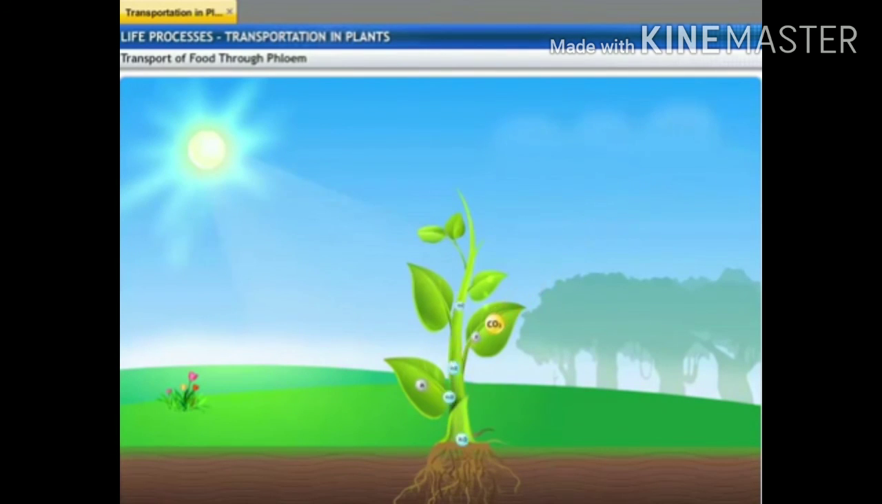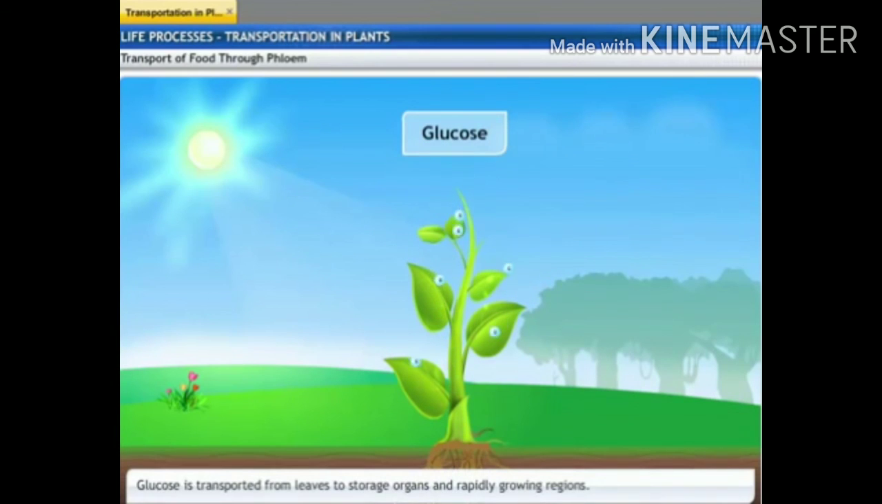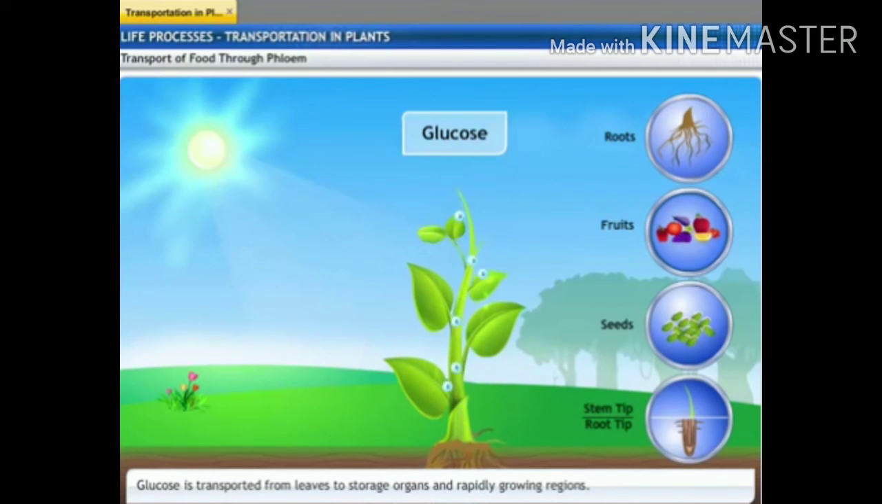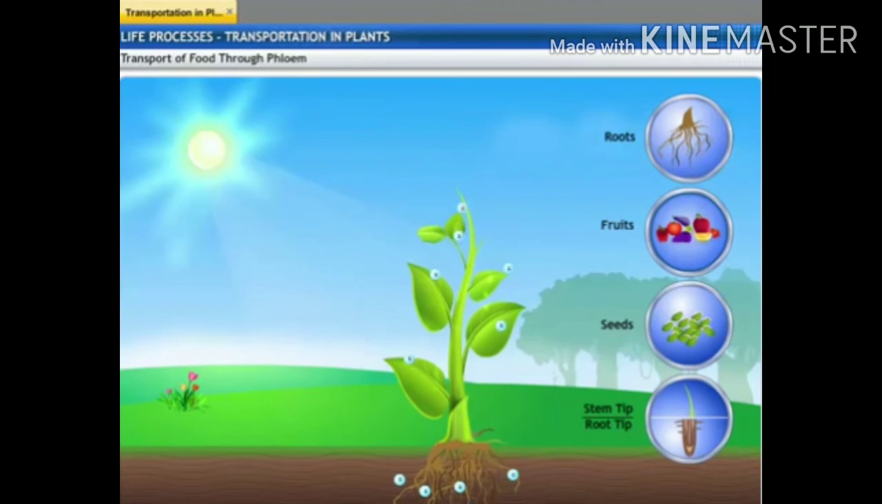Wondering what happens to the carbon dioxide, water and minerals once they reach the leaves? They are used during photosynthesis to prepare glucose. This glucose is transported from the leaves to the storage organs of roots, fruits and seeds, and to the rapidly growing regions of the plant. Thus, the food not only moves downward, but also in upward direction.